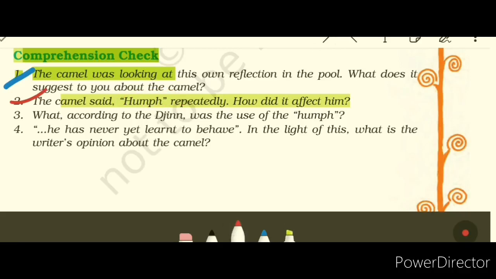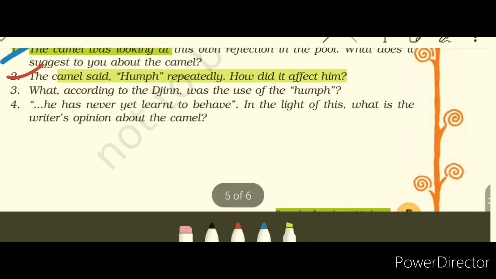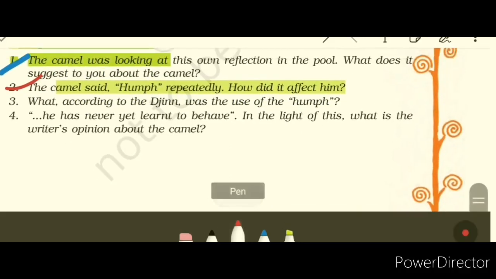But then later on, it acted as the bone of contention for him, because the jinn, let's say, gifted him with a hump of his own. And then, owing to that gift, he had to continuously work. Right? So that is how it affected him. I want you to make the answer a bit better. I've just highlighted how you're supposed to write it. Third question.